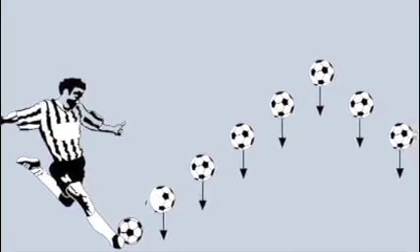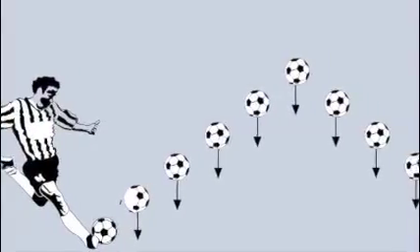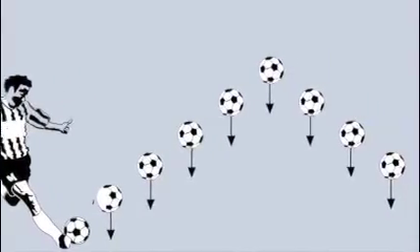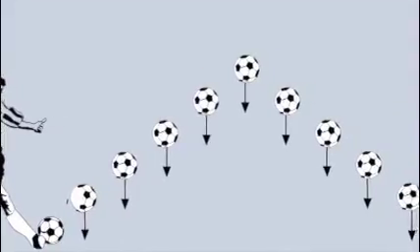A soccer ball is an example of projectile motion. A projectile is only affected by one force, which is gravity, as shown in this diagram.